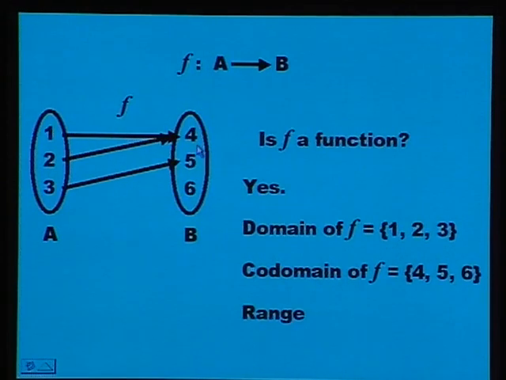The codomain consists of 4, 5 and 6, but the range is only the set of images. It consists of elements 4 and 5 only. So here f is a function with domain 1, 2 and 3, codomain 4, 5 and 6, but range 4 and 5 only.